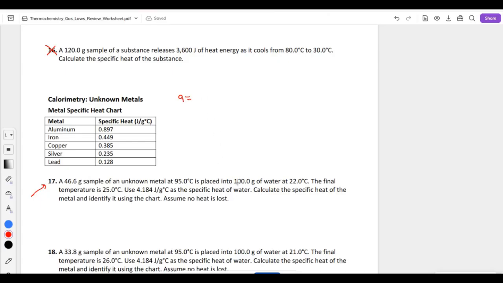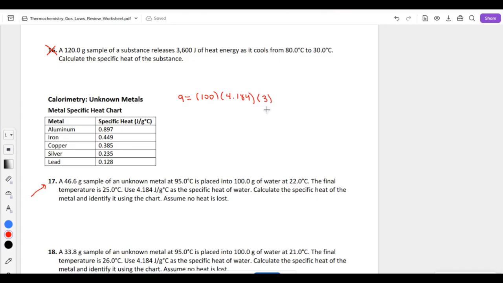M stands for mass, and the mass of the water is 100 grams. So our M is 100. C, what's the specific heat of water? Right here, 4.184 joules. So C equals 4.184 joules. Delta T, change in temperature. The final temperature of the water is 25. The original temperature was 22. So obviously, the temperature of the water went from 22 to 25. It increased by 3. So delta T, the change in temperature, is 3.